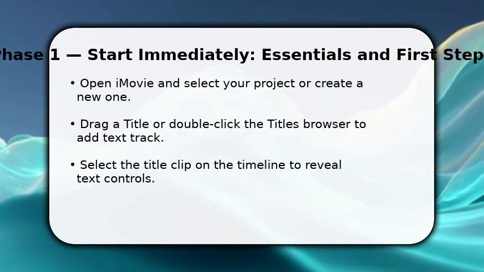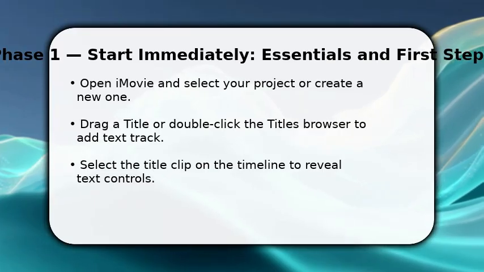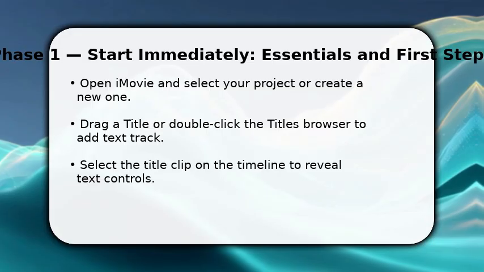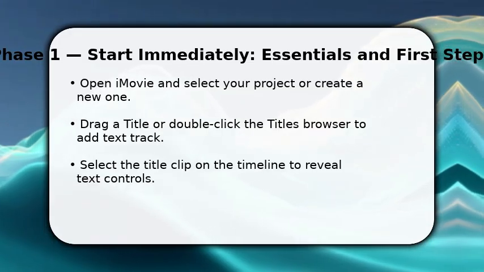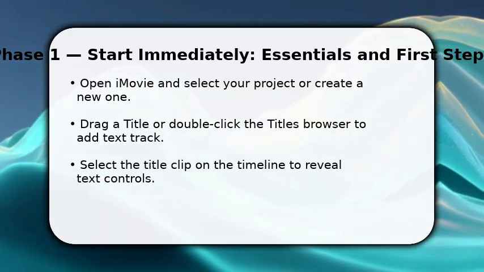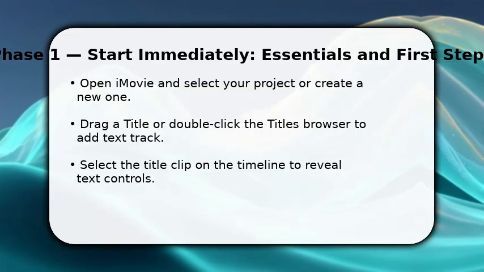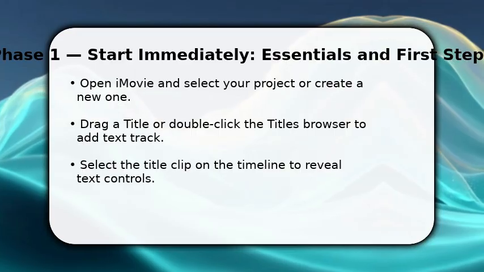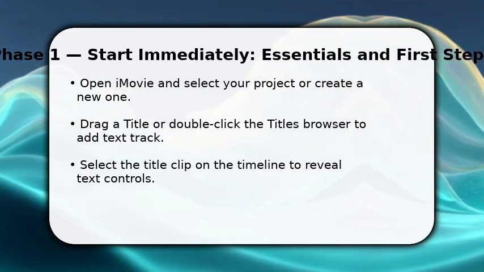You already have iMovie open and a project ready. Now add a title. Click Titles, pick a style, then drag it above your video or double-click to insert. Once the title clip is on the timeline, select it so the viewer and the text controls appear at the top right. Make sure the text field is active by clicking the sample text in the preview.